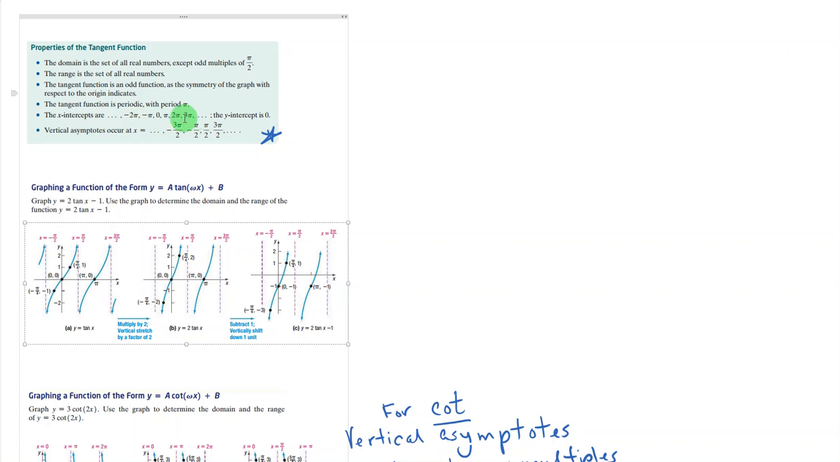The x-intercepts are negative 2 pi, negative pi, 0, pi, 2 pi, 3 pi, etc. And the y-intercept is 0. That's on your basic one. Okay, and so that's what happens there.